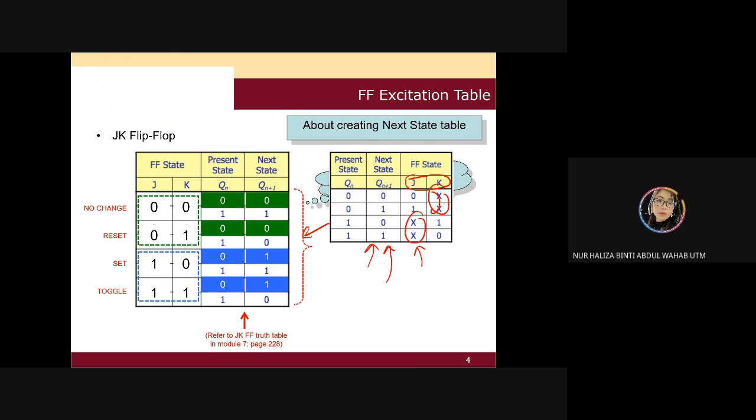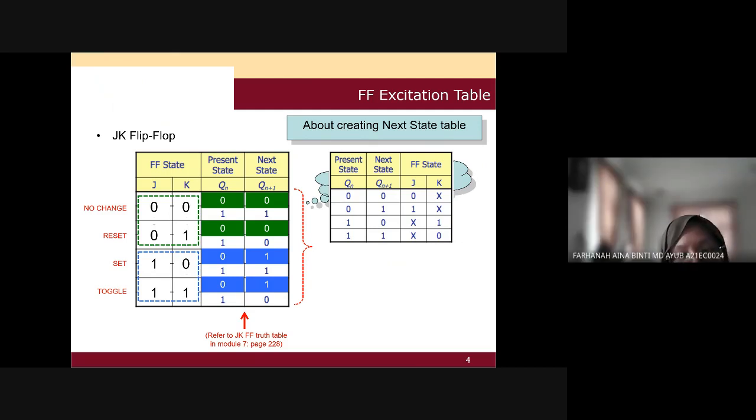Okay, ada soalan tak? Tak. Tak ada soalan, doktor.